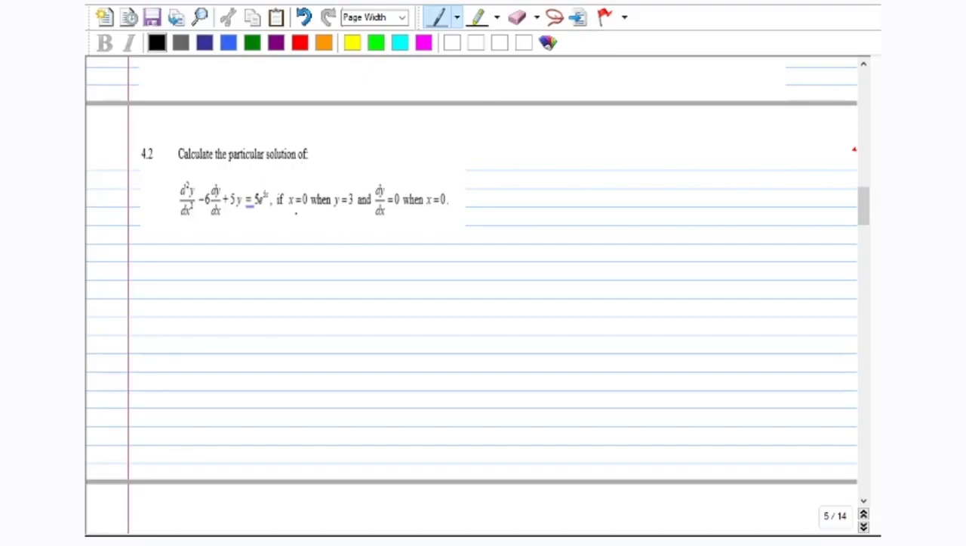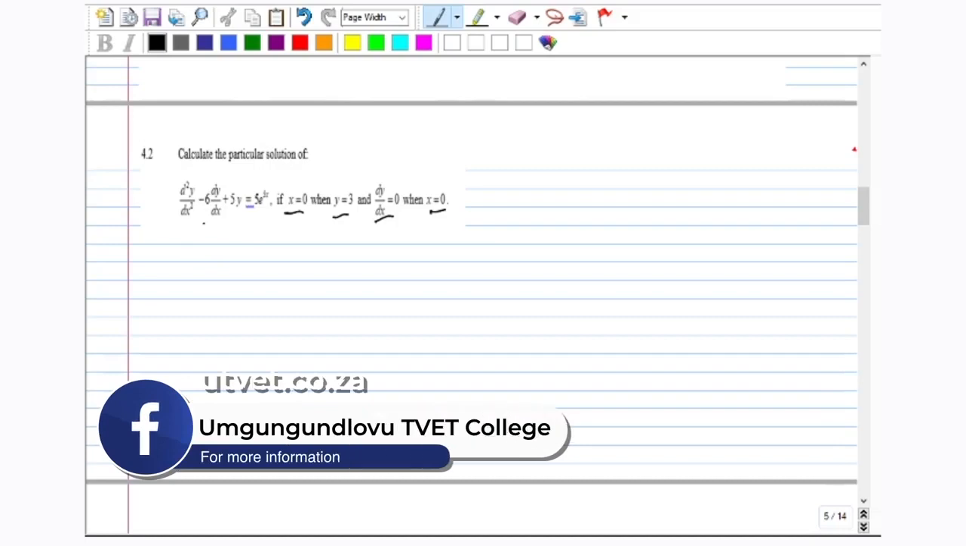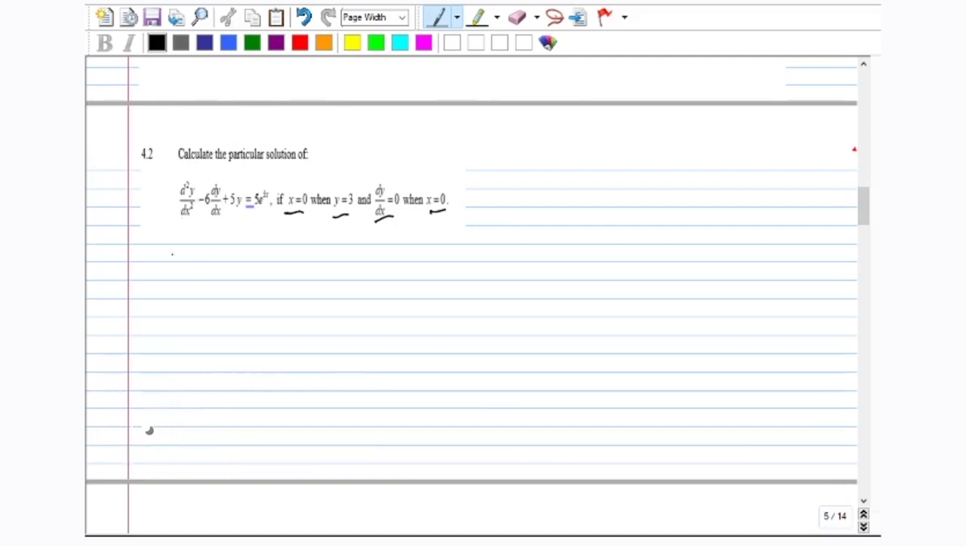You are given the x coordinate, you are given the y coordinate, you are given the dy over dx coordinate, which goes with its own x value, because we are going to be calculating a particular solution, not a general solution. Okay? Let us see how does this work. We have said that you will make d squared y over dx squared to be r squared. So we are having r squared here. Minus, we are having a 6.